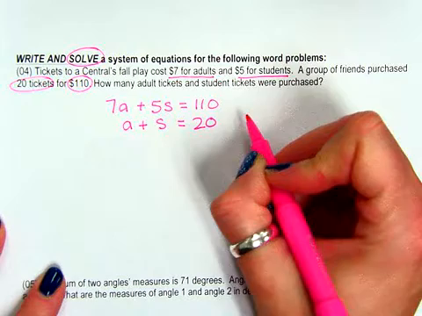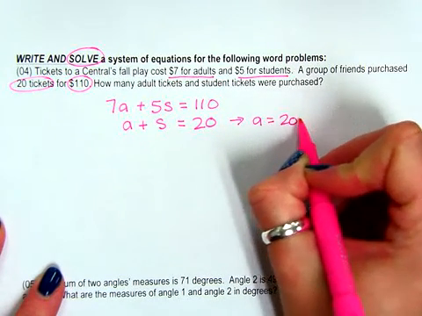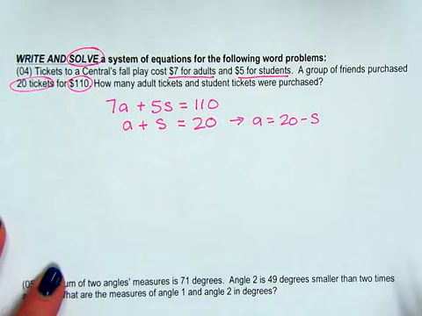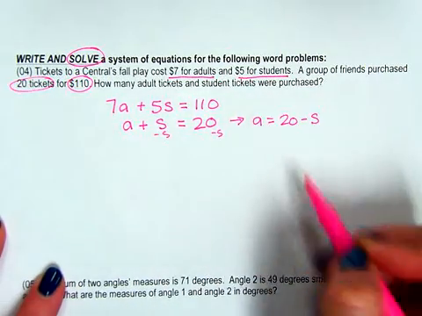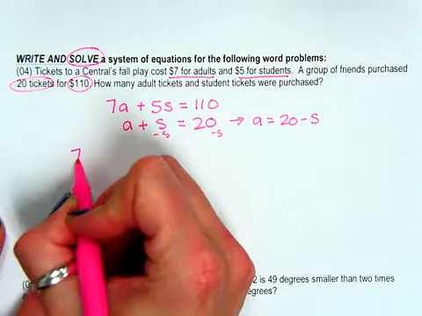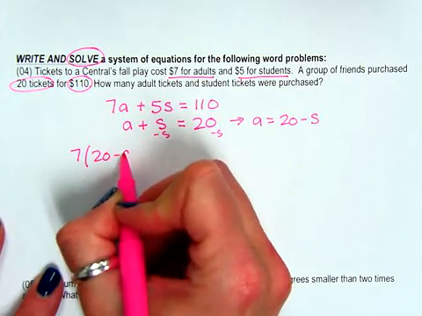So I'm going to go ahead and change this one to A equals 20 minus S. I just subtracted S from both sides. This one I'm not changing, but I'm going to substitute it in. So this is 7, and now everywhere there's an A, it's now a 20 minus S.